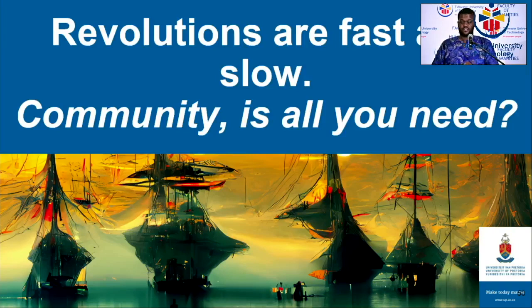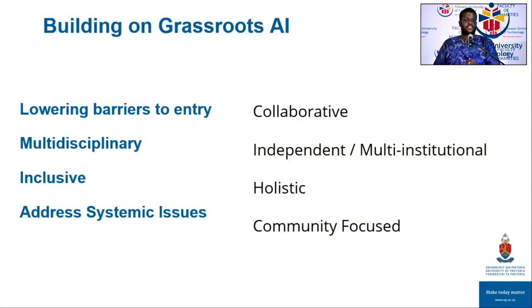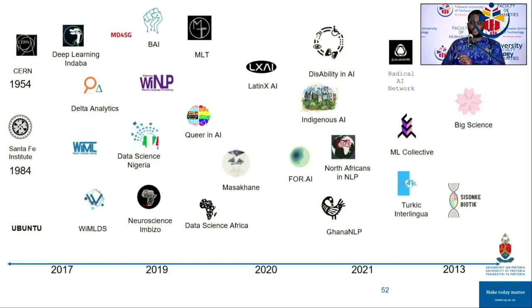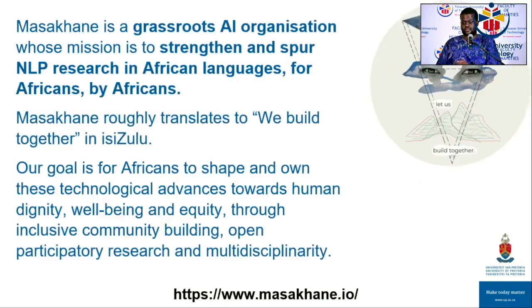And sometimes you have to ask this community all you need. So we talk about grassroots AI. What is grassroots AI? It's these ways of building collaborative communities. They lower barriers to entry, are multidisciplinary by nature, inclusive, address systemic issues, collaborative, independent, holistic, and community focused. I'll talk about Deep Learning Indaba and Masakhane. In AI itself, we've had this culture of lots and lots of grassroots efforts, but there's been an acceleration, especially since people like Deep Learning Indaba and Masakhane have shown up. These are African ones that have had global impact and shown the world that we must do this.